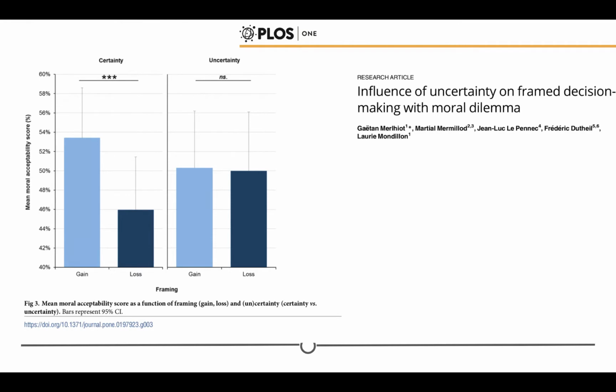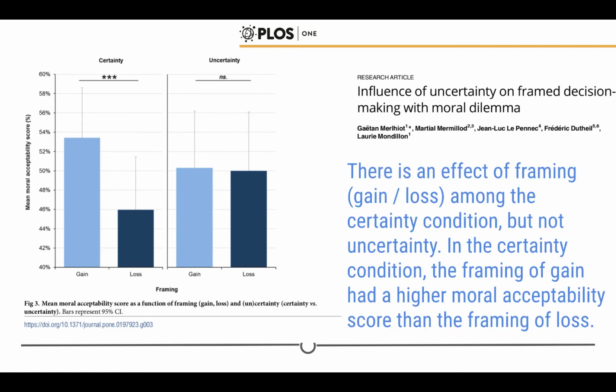Additionally, notice that there are these 3 stars above the left graph and NS above the right. Sometimes stars like this are included to signify statistical significance. So that identifies the difference in framing was statistically significant among the certainty condition, but not among the uncertainty condition. All right, so let's interpret this plot. Basically, we can interpret this as saying that there is an effect of framing, gain versus loss, among the certainty condition, but not among the uncertainty condition. And in the certainty condition, the framing of gain had a higher moral acceptability score than the framing of loss.